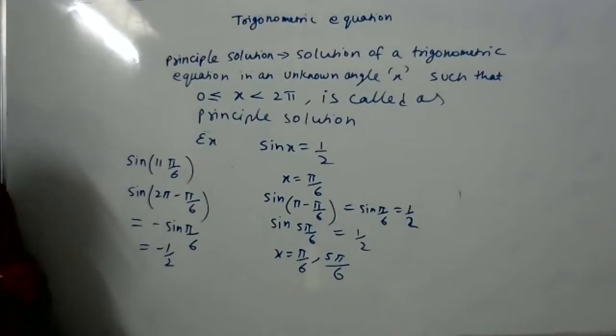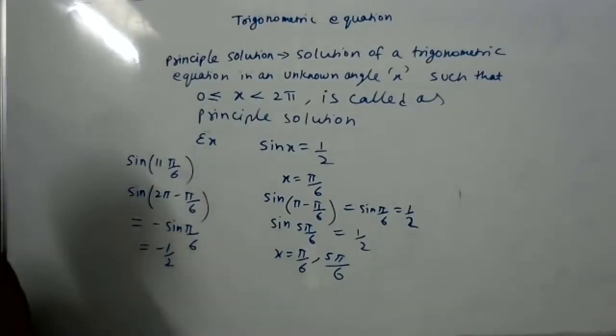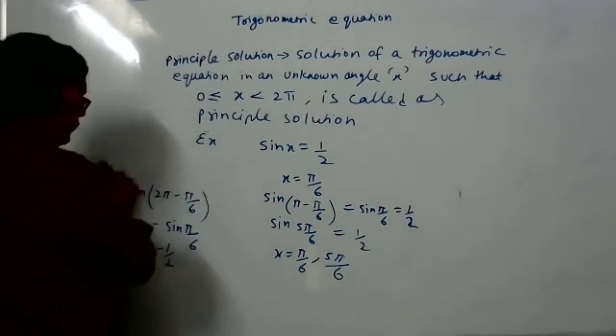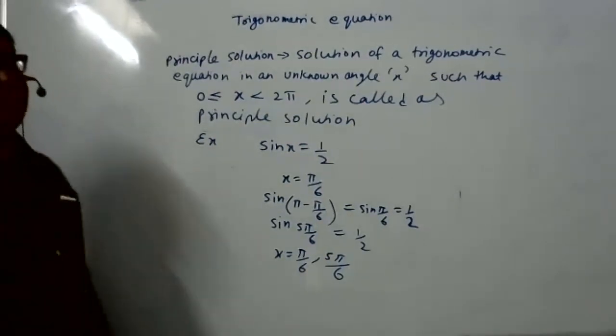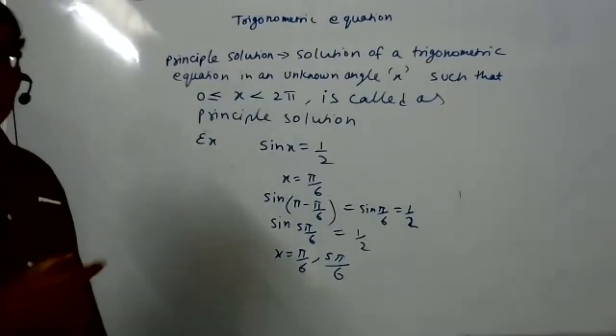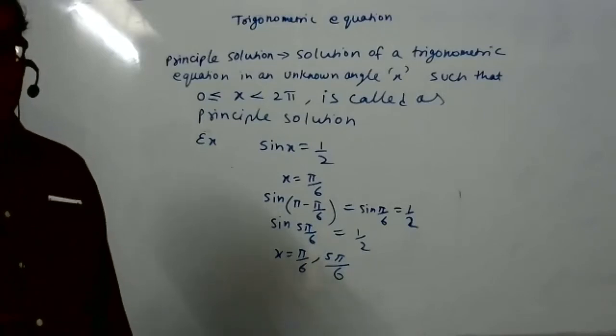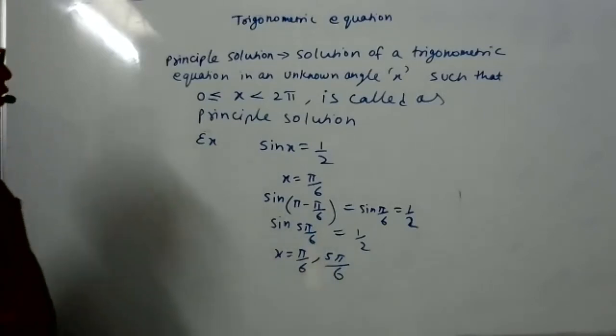So principal solution, every time you will get 2 answers only. If somebody tells you to find the principal solution, you will get 2 answers every time, not more than 2. I think this girl understood? Hello, have you understood? Yes, sir, I understand. 11 pi by 6 is not correct.